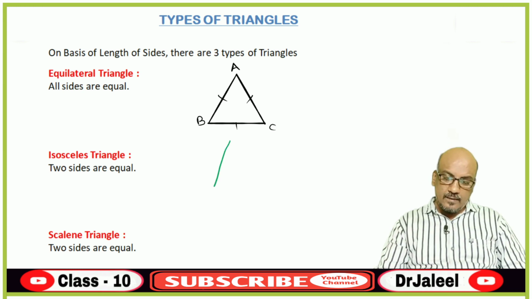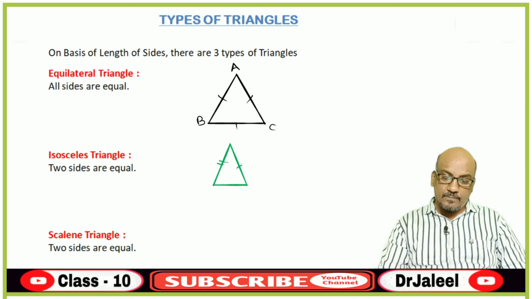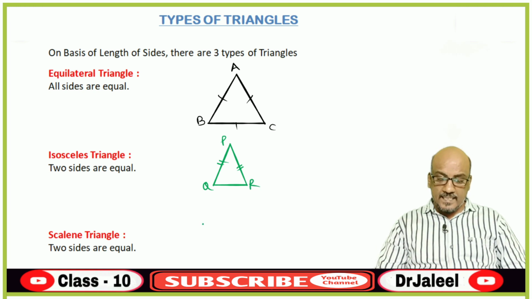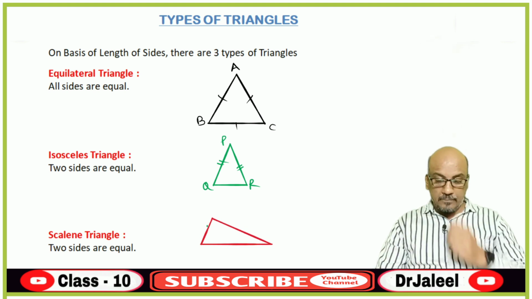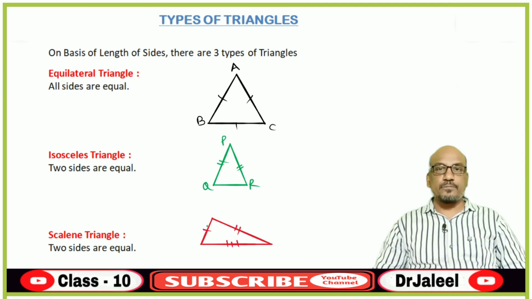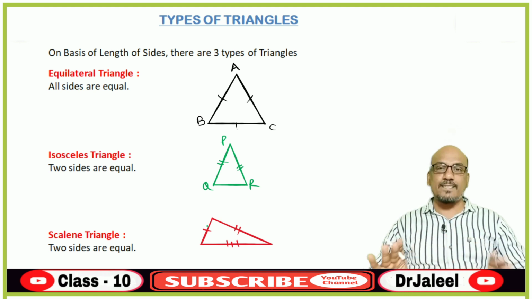Another triangle where there are 2 sides equal. Here I will take P, Q, R. Third type of triangle where 3 sides are different. 1, 2, 3. So 3 sides are equal, 2 sides are equal, no sides are equal.